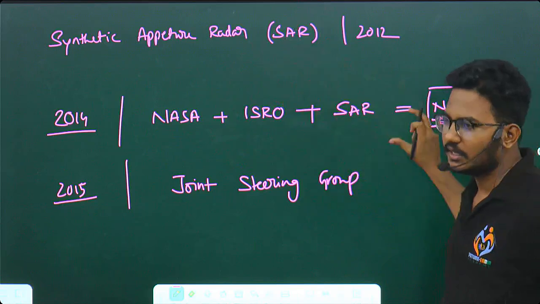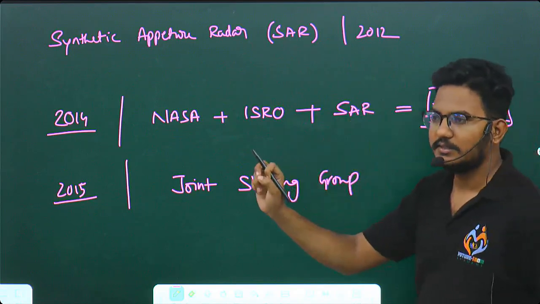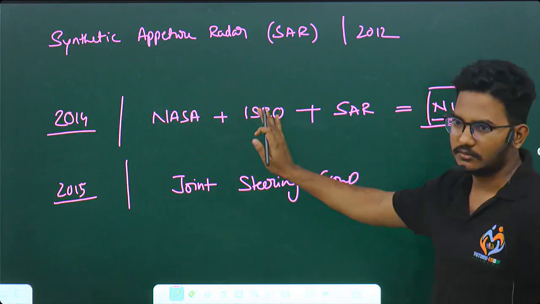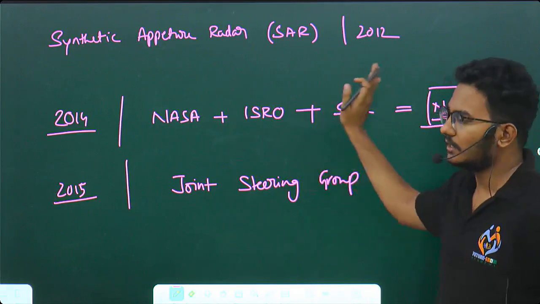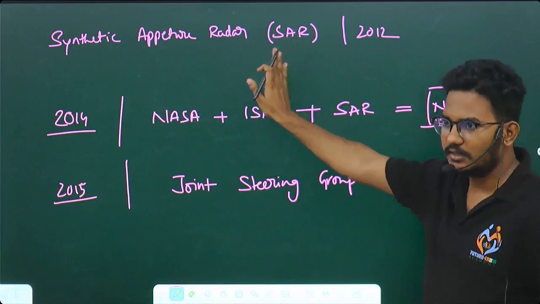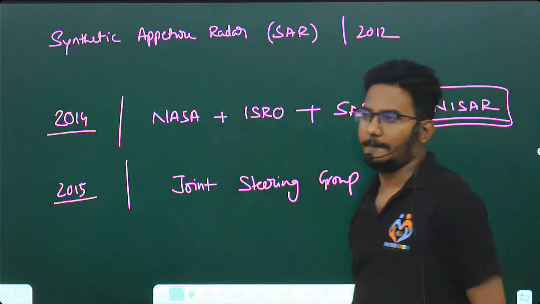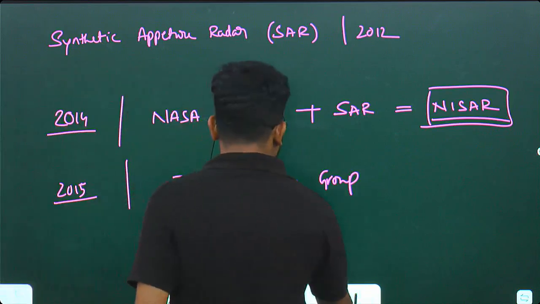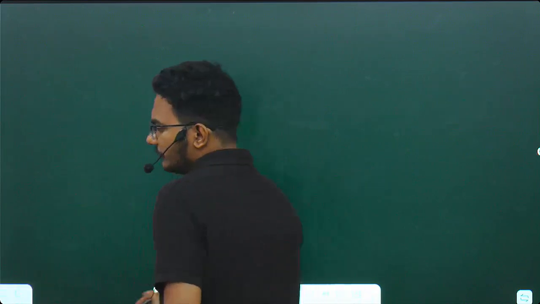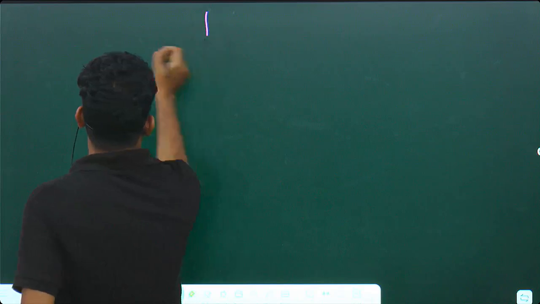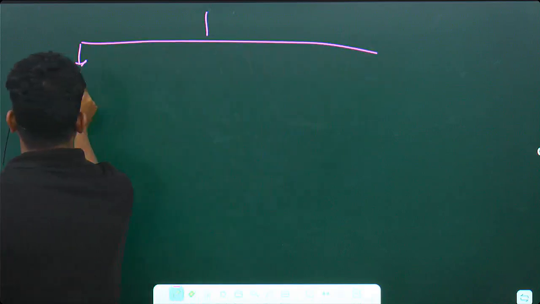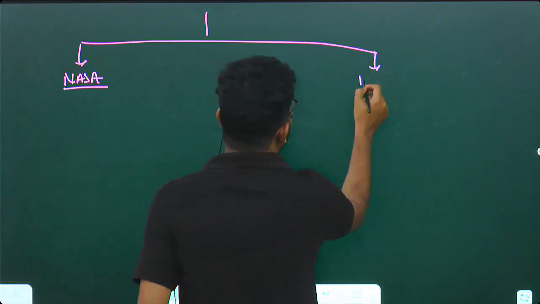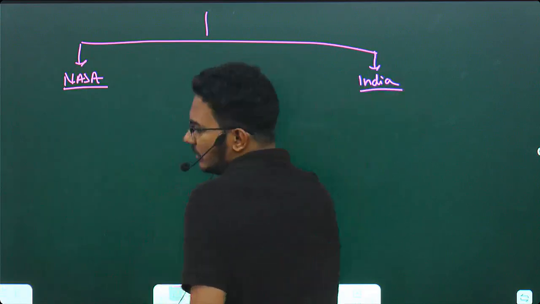So NISAR is nothing but an Earth observation satellite, which is a joint project of NASA and ISRO. They are working on SAR technology, synthetic aperture radar. That's the reason we call this NISAR. Now see, in this joint meeting, they have decided their contributions. Like NASA, they came up with their contributions, and India, they decided their contributions.